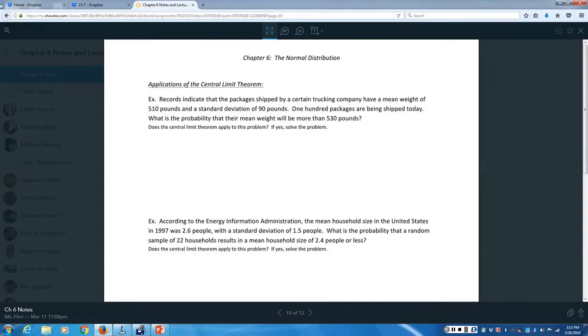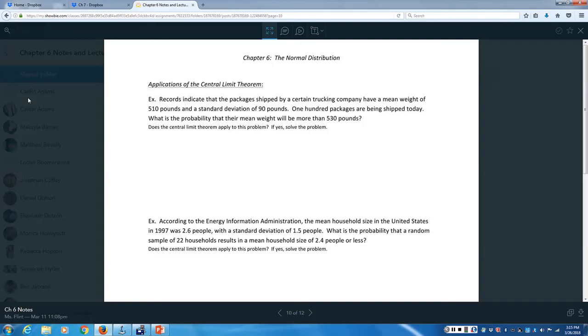So we'll take a quick review here of Chapter 6, and this is in your Chapter 6 notes if you've got those handy. It says that records indicate that the packages shipped by a certain trucking company have a mean weight of 510 pounds and a standard deviation of 90 pounds. And 100 packages are going to be shipped. What's the probability their mean weight will be, the problem asks us, more than 530 pounds?